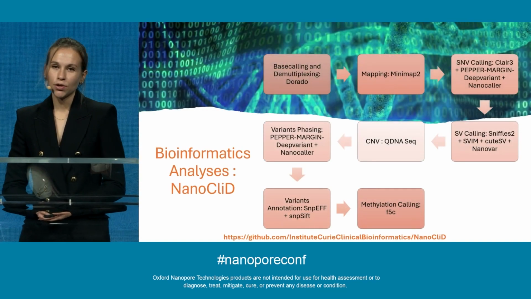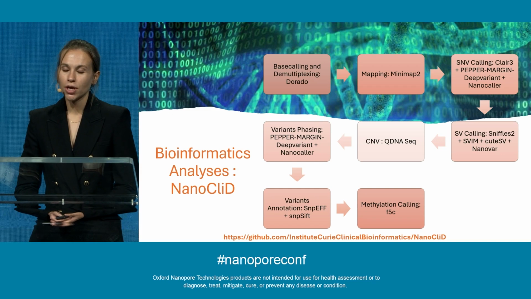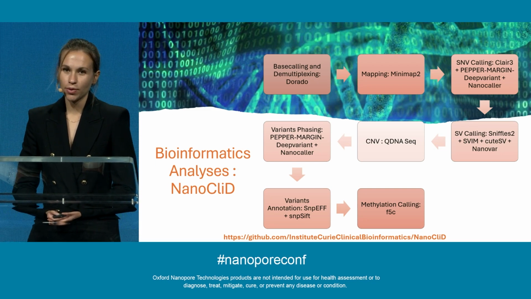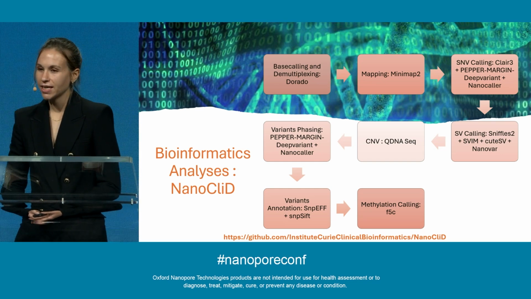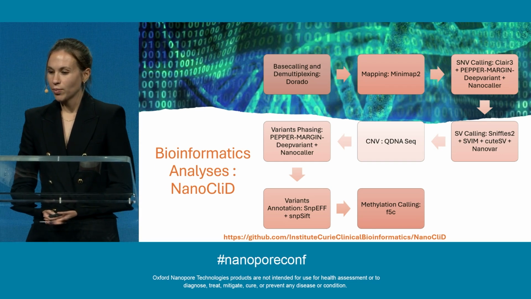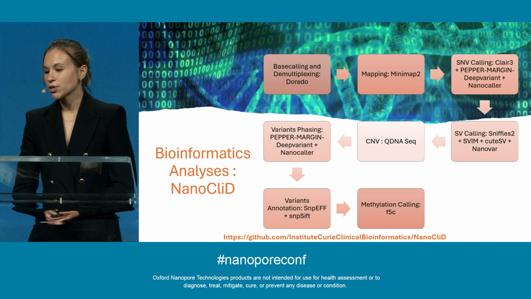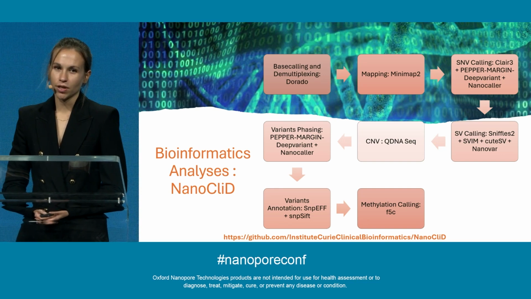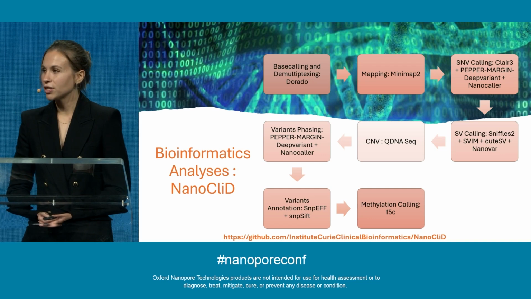As I was telling you before, the bioinformatic analysis is then automatically launched. The pipeline is called NanoCLEAD, and it's freely available on GitHub. If you are interested, I invite you to check the link on the slides. It was developed by our bioinformatician team, and I will not go into much detail, but for the SV calling, we use a combination of Sniffles2, cuteSV, SVIM, and NanoVar, and we review the reads manually using the Integrative Genomics Viewer.